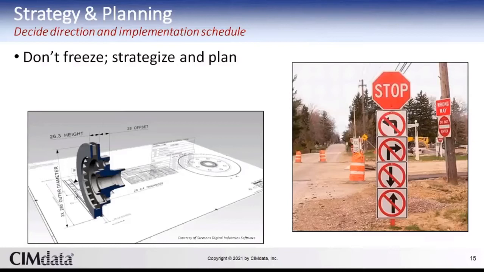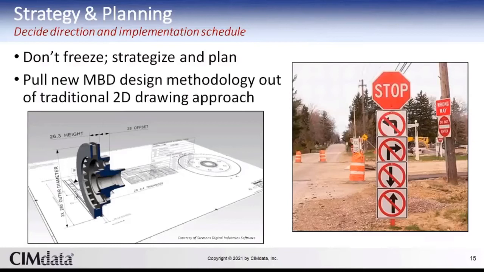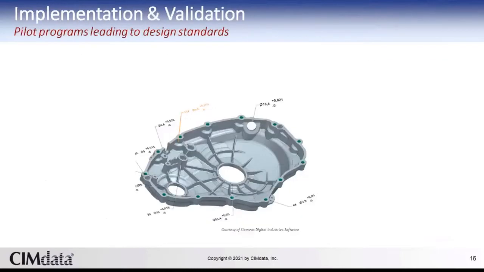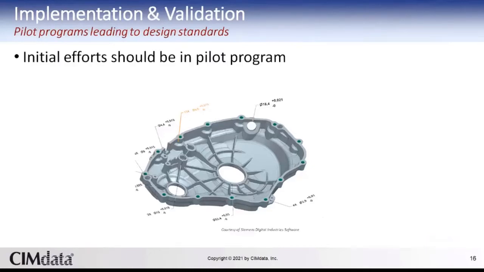You must then define a direction based on a strategy to implement and exploit MBD and associated PMI. What should the PMI for feature holes look like? And what data should they contain for leveraging downstream? What should PMI for fillets look like and contain? Systematically attack the varied PMI constructs, building your strategy along the way. Then plan and schedule their use by your design engineers.